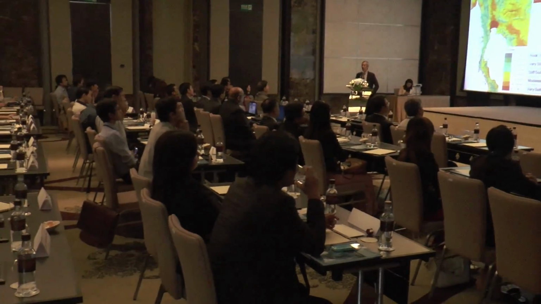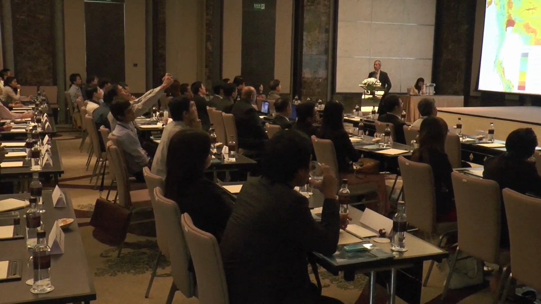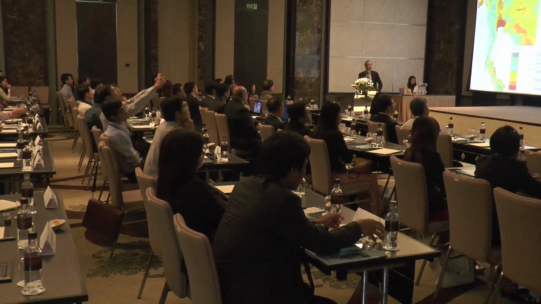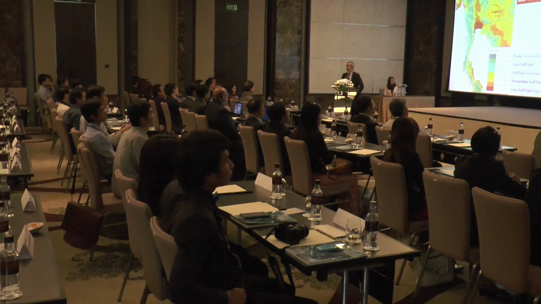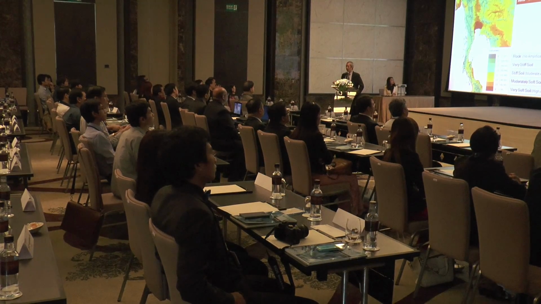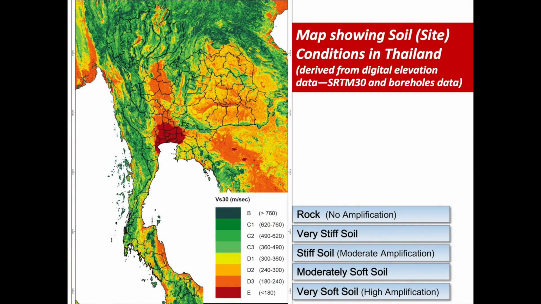Back to Thailand. This is a map created by our team. We use digital elevation model data, combined with local data, to create a map of soil conditions for the whole country. The red zone shows a special area. It's a very soft soil basin that covers many provinces.